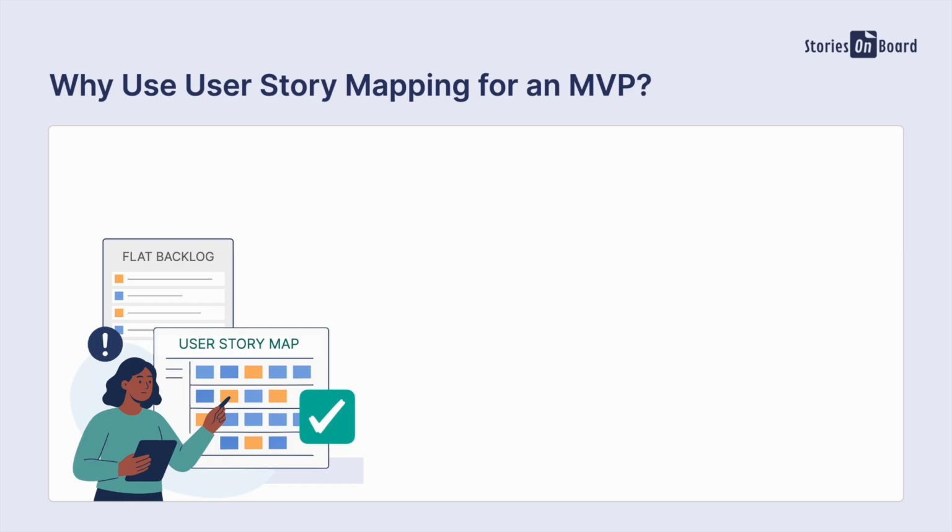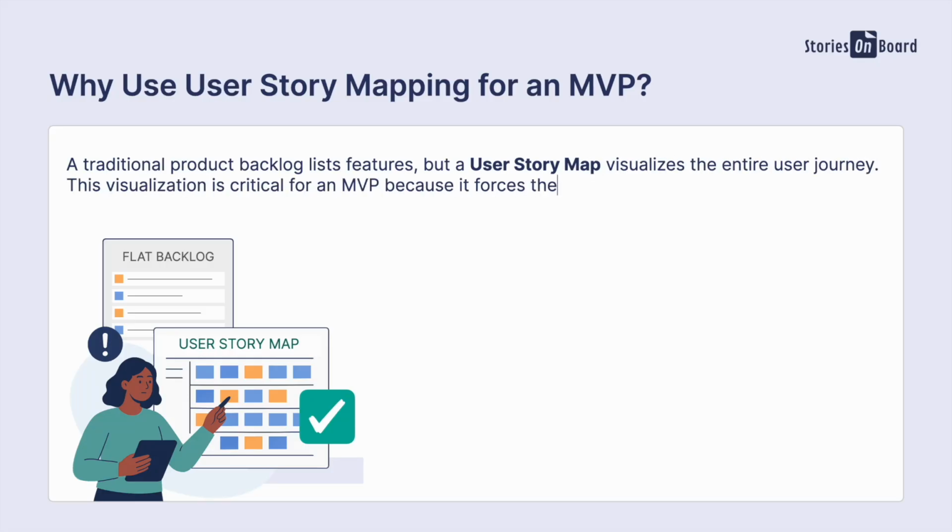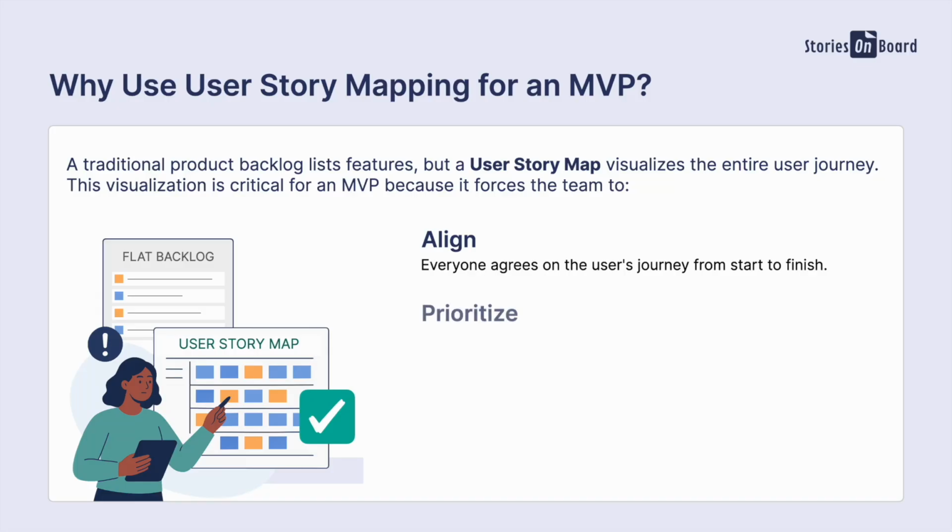So why use user story mapping for an MVP? It's because a traditional product backlog is just a list of features, but the user story map visualizes the entire user journey. This visualization is critical for an MVP because it forces the team to align, therefore everybody agrees on the user's journey from start to finish. User story mapping helps with prioritization as well. It clearly shows which steps are essential and which are merely nice to haves.